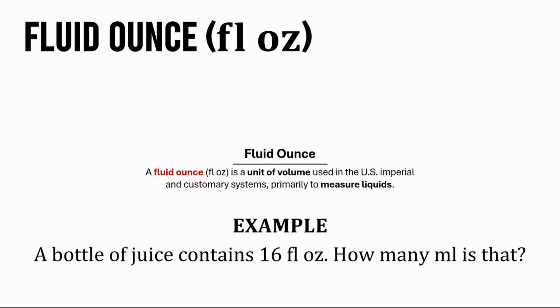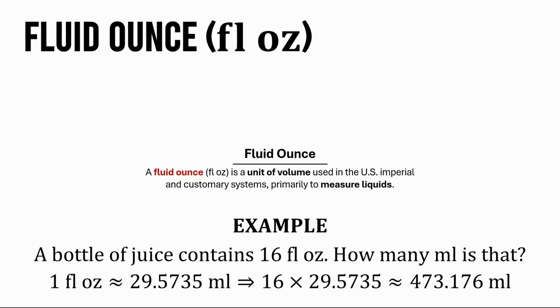Example: a bottle of juice contains 16 fluid ounces. How many milliliters is that? If 1 fluid ounce is approximately 29.57 milliliters, 16 times 29.57 is approximately 473.176 milliliters.